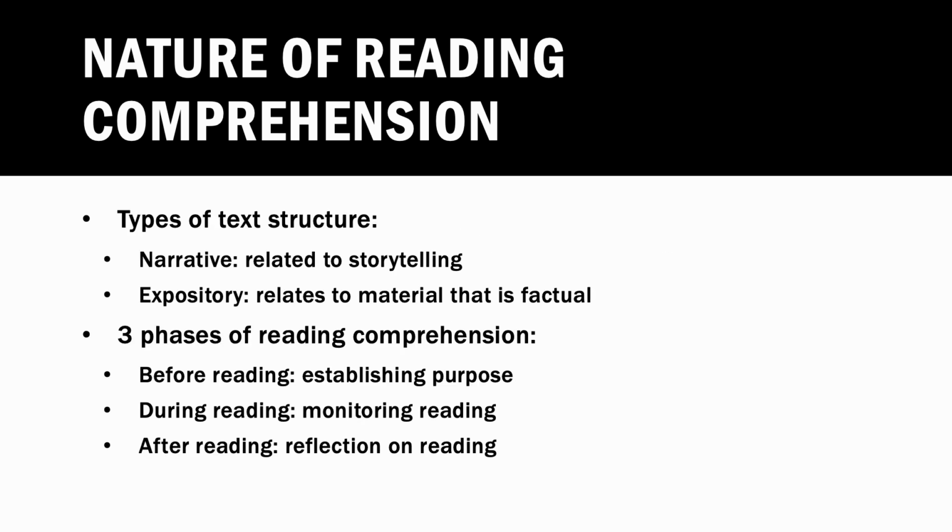There are 2 types of text structure: narrative, more storytelling, in fiction, legends, stories, things like that, and then expository, which relates to material that's factual, nonfiction material, textbooks, biographies, newspapers, magazines, those things. There are also 3 phases of reading comprehension where we have to do before reading to establish the purpose, during reading to monitor the reading, and then after to reflect.